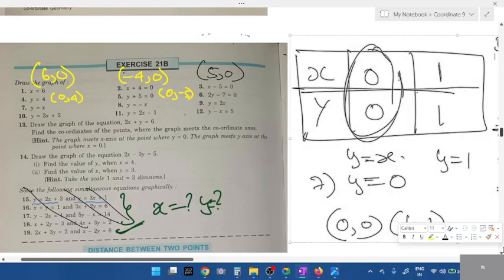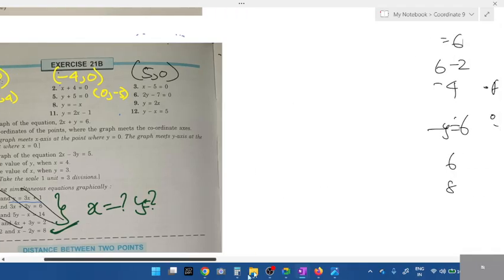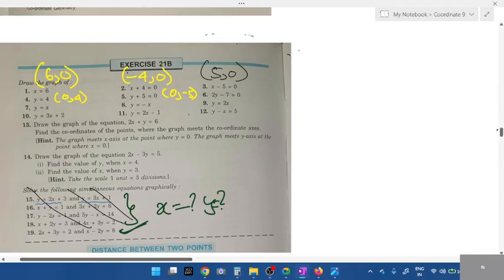Look at the eighth one. What time do you have breakfast, students? Tell me.